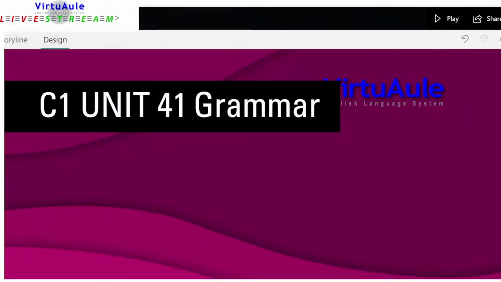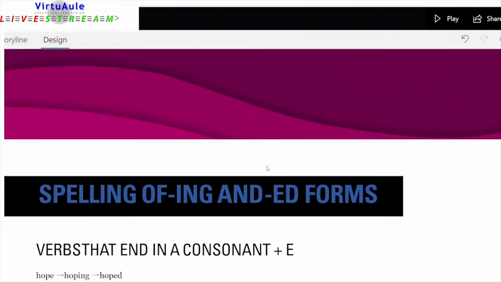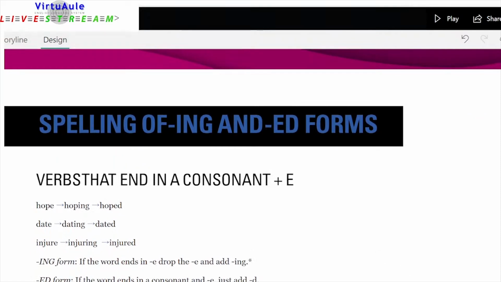All of the grammar, all of the tenses in particular. The tenses are what we're really going to concentrate on. But before that, we're also going to look at the spelling. The spelling is kind of important. So we're going to see the changes in the forms of the words.